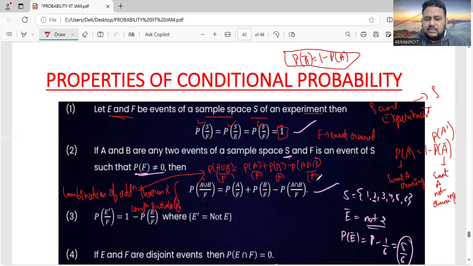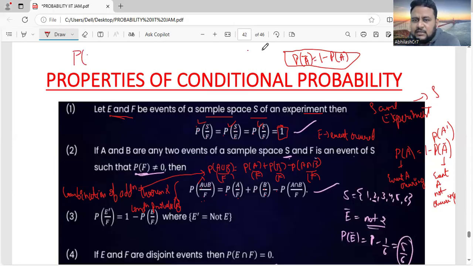There is another property. Next is P of E not occurring with respect to F, which is equal to 1 minus P of E occurring given F. E dash is the same as not E. That is the same as this: P of A dash is equal to 1 minus P of A.